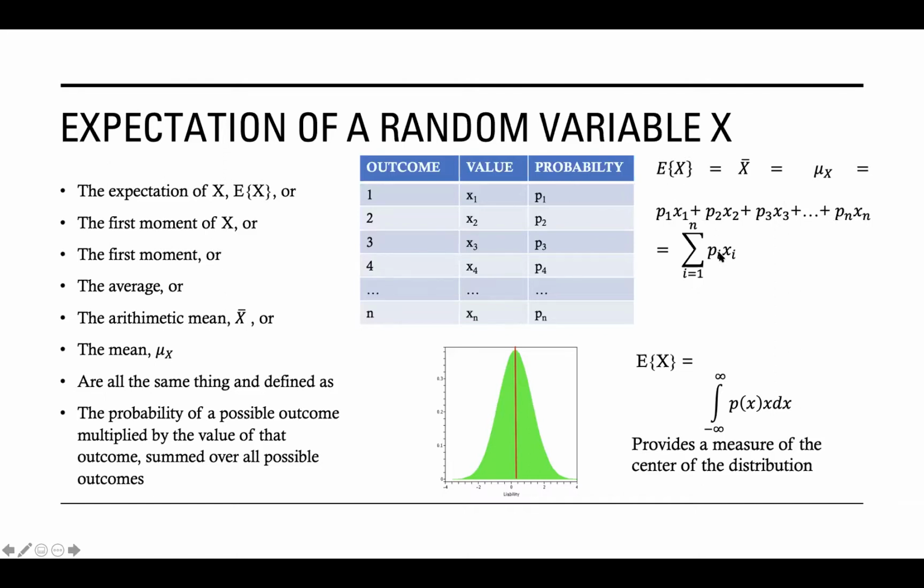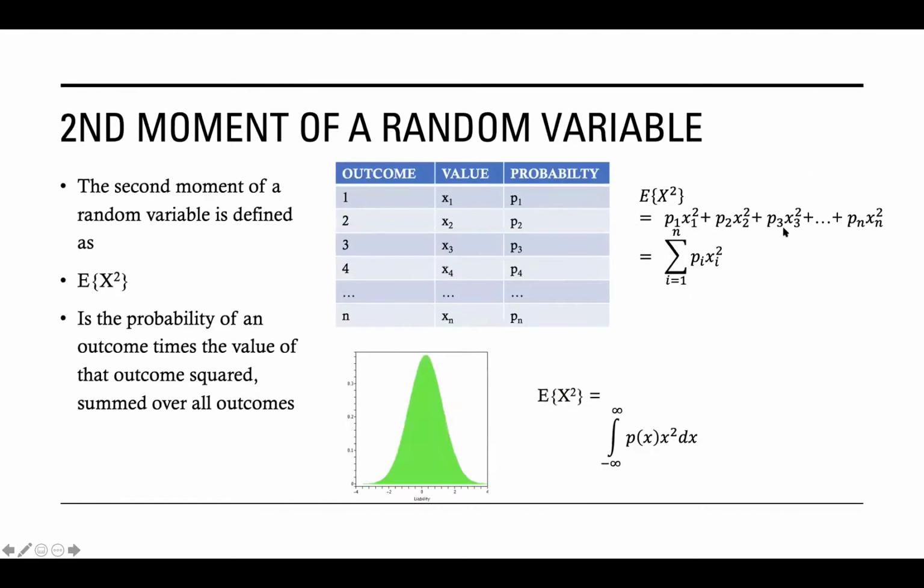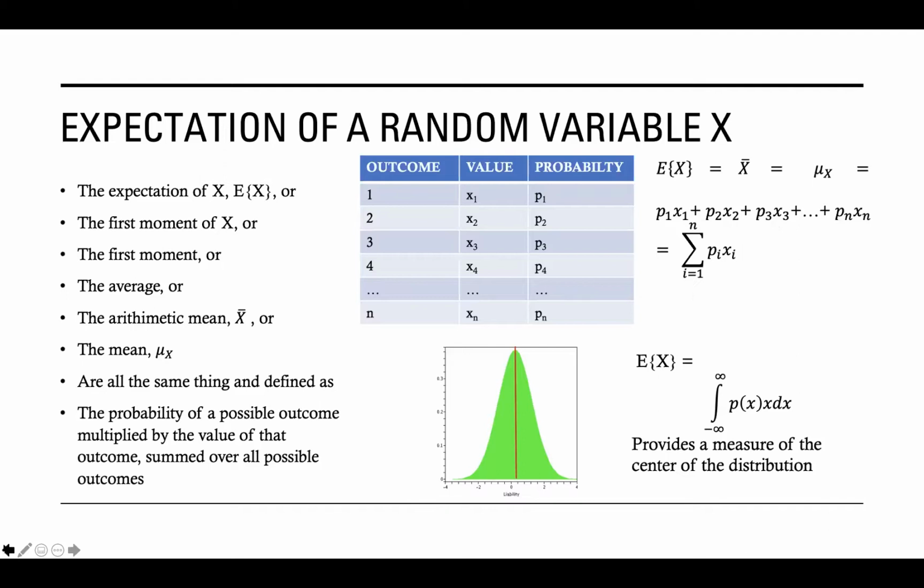And we will often write that notationally as this symbol here, which is a summation, the sum of pi times xi, where i can take on any value from 1 to n. So that is literally p1x1 plus p2x2 plus and so on. That summation is exactly equal to that series.